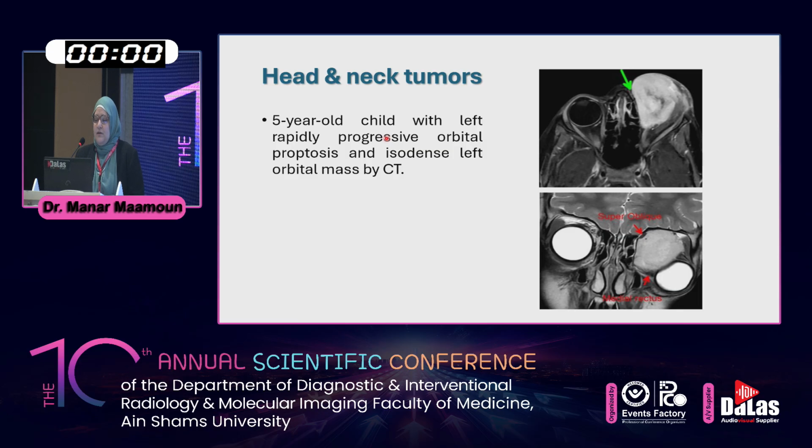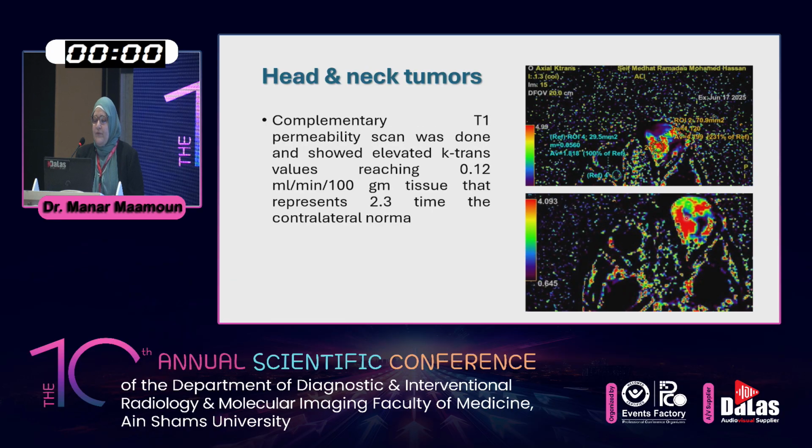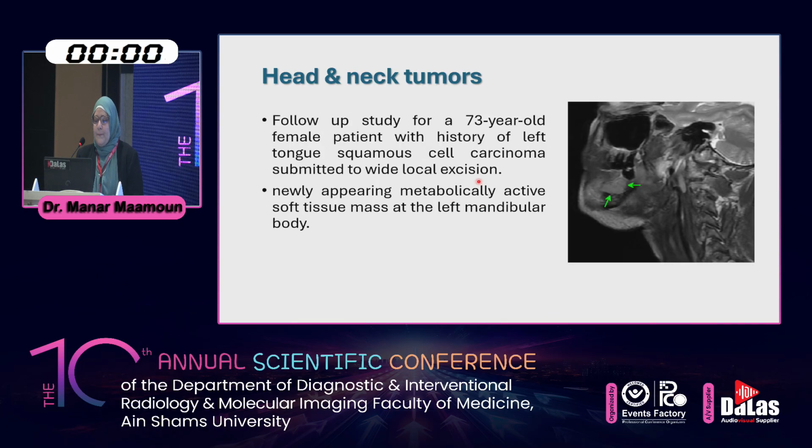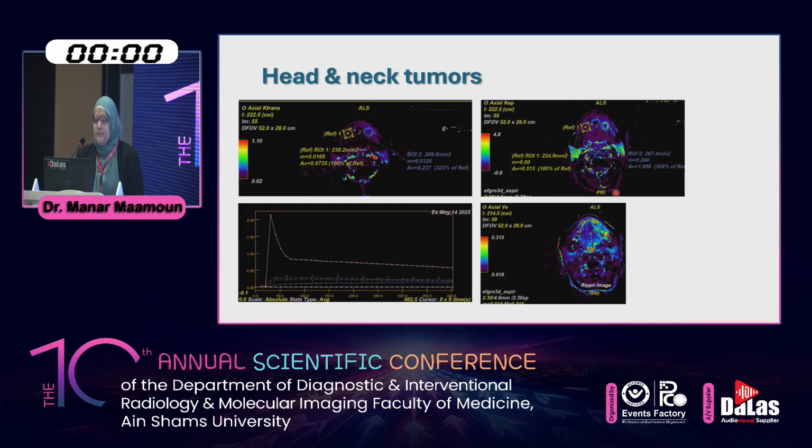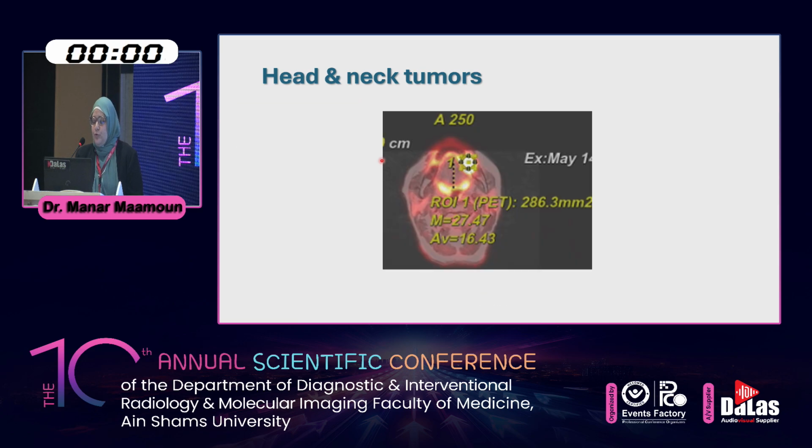Another case, application of the K-trans perfusion in head and neck tumor. This is an aggressive orbital lesion showing a very high K-trans value of 0.12, and this case was proved to be rhabdomyosarcoma. Another case with a query of recurrent oral cavity cancer, showing a high K-trans value, and it was proved to be a recurrent tumor.